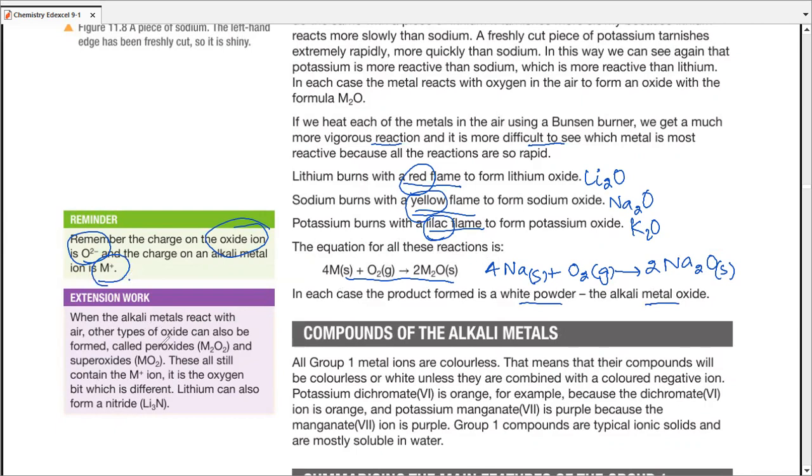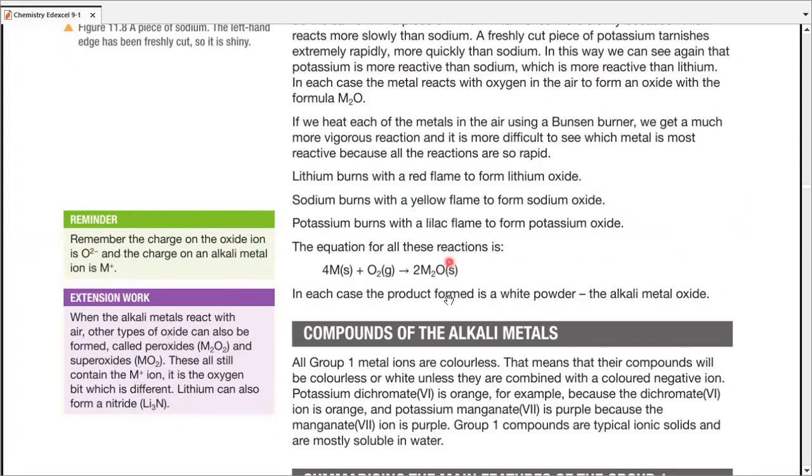A little bit of something different from what we are already done with is that alkali metals react in the air and they form the oxides, but there are other types of oxides that may form. There are peroxides which have this kind of formula, then there are superoxides which have this kind of formula. They all contain the M+ ion, but the oxygen part is different. On the other hand, lithium is the only one that can react with nitrogen with ease and it can form lithium nitride. So apart from simple oxides, you may have other kinds of reactions as well.